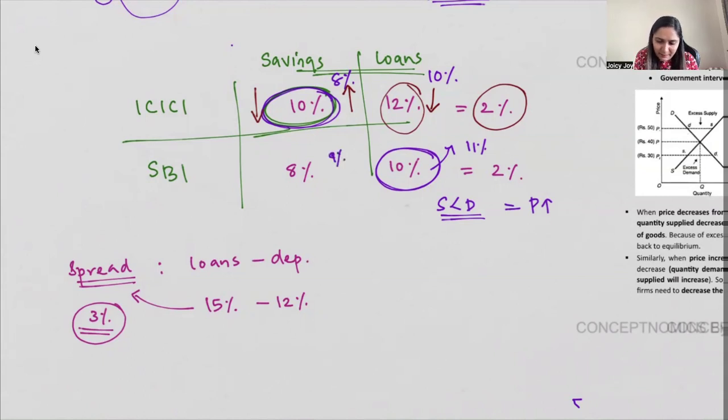Again, to make it more clear, let us take it that ICICI has reduced the interest rate on loans to 11%, and here reduced the savings deposit interest to 9%. So here, see, equilibrium. Both ICICI and SBI have the same 9% for deposits and the same 11% for loans. So this is how the market mechanism works.